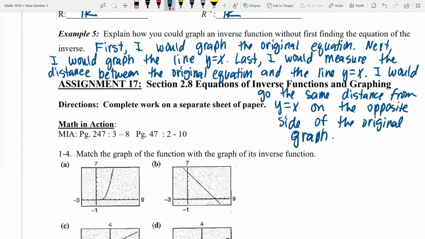Another thing you could say is this. First, I would graph the original equation. Next, I would graph the line y equals x. Then you could say, I would take the ordered pairs in the original equation, switch the x's and y's, graph those points, and that would give me the inverse. So either one of those is fine, okay?